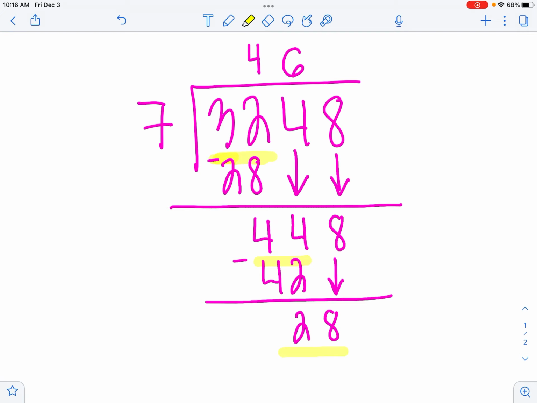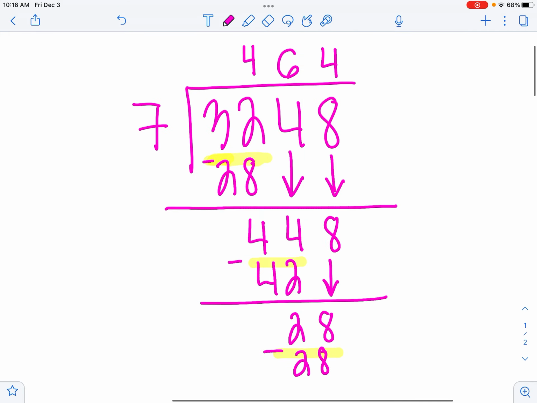And I say, how many times does 7 go into 28? It goes in there 4 times with no remainder. Right? So multiply 4 times 7, which is 28. And then subtract these two and you get 0. So there's no remainder. So the answer is 464.